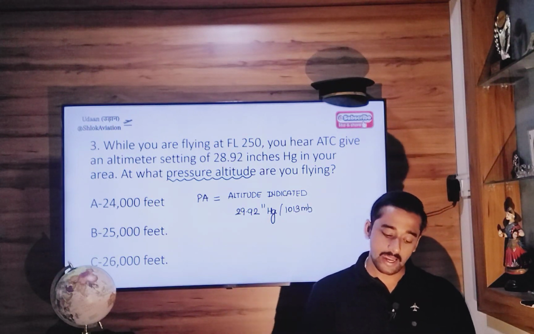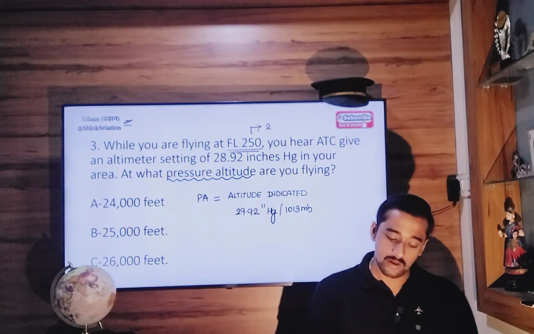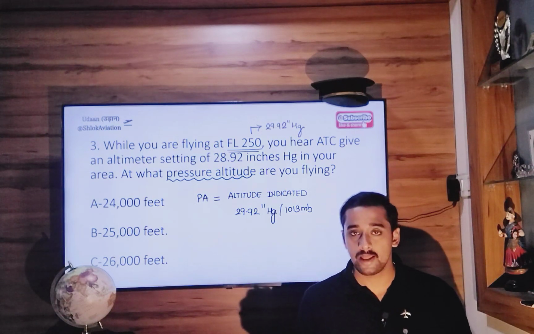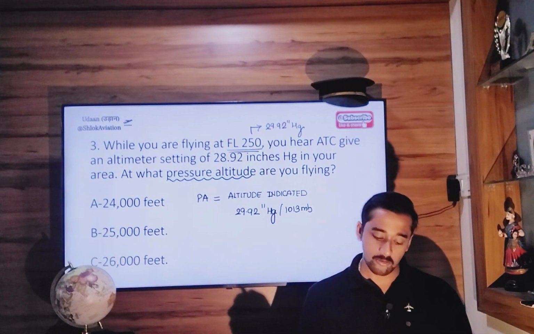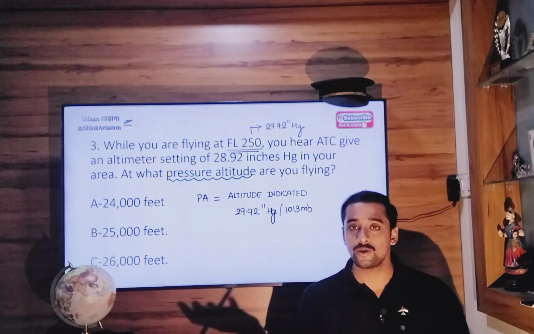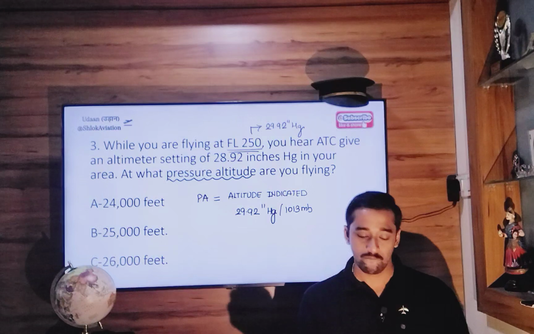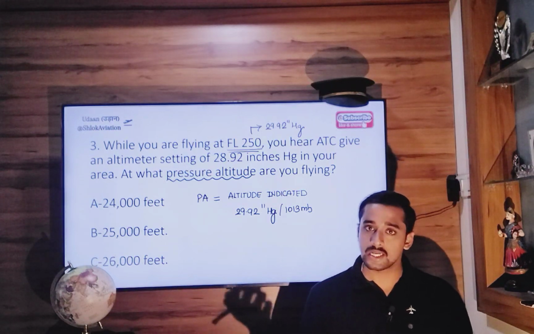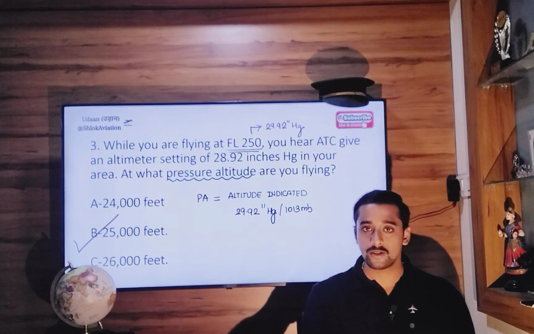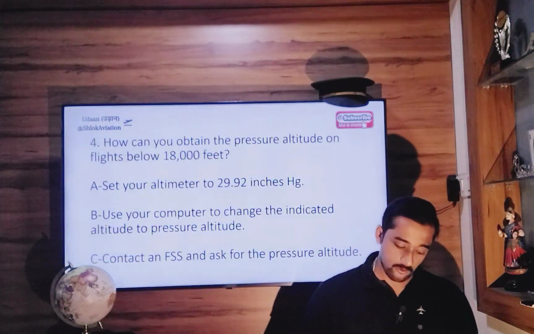So now when you're flying at flight level 250, you already have 29.92 inches mercury set in your altimeter window or 1013 millibar. So in order to find out pressure altitude, you need not change anything because you already have 29.92 inches mercury in your altimeter setting window. So what will be the pressure altitude? It will be the same, flight level 250 or pressure altitude 25,000 feet. So good question.